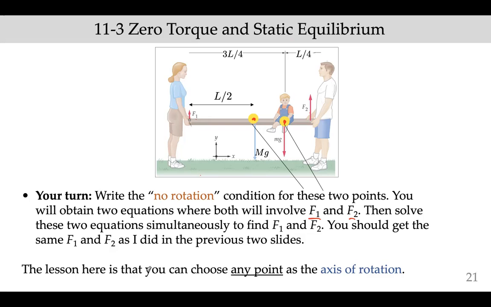And the lesson here is that you can choose any point as the axis of rotation. It doesn't have to be these points. You can choose any point as long as you know the distances. So it's just like a coordinate system. You have to choose its origin and its directions, which direction is positive and negative. But once you choose it, you make your calculations with respect to that coordinate system. The same thing here. You choose one point and make your calculations.